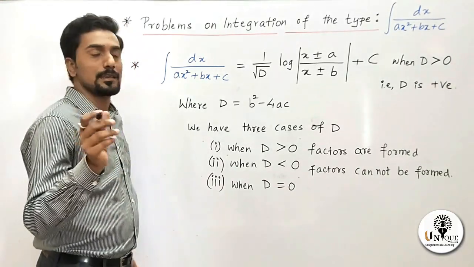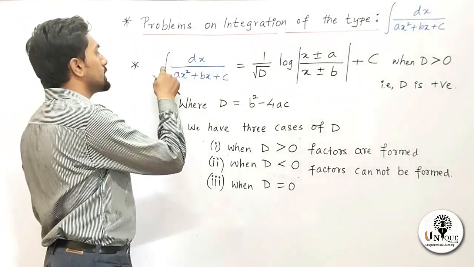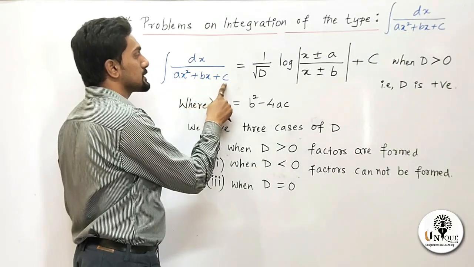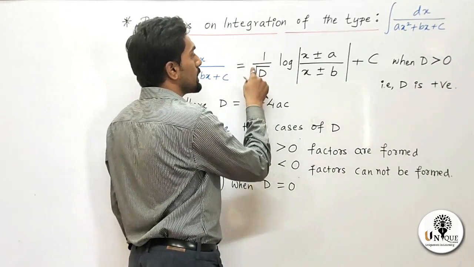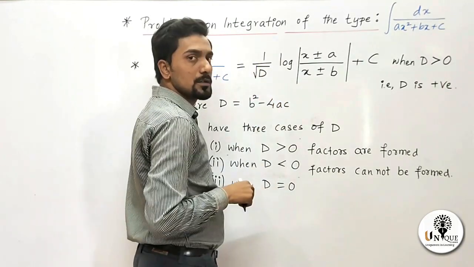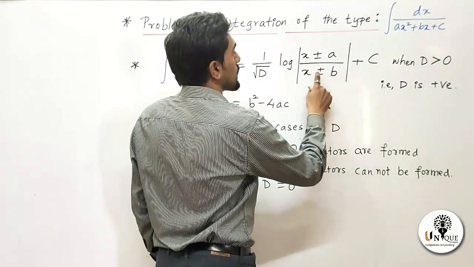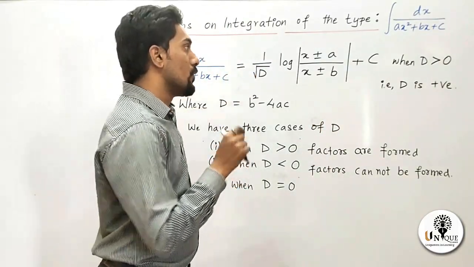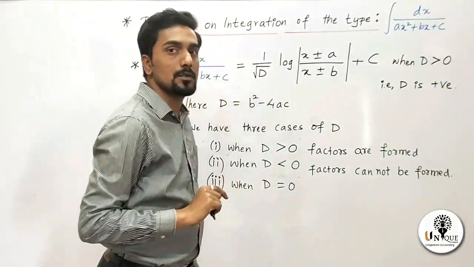So, the trick is, if the problem is of the type integration of 1 divided by ax square plus bx plus c into dx, that is equal to 1 divided by square root of d into log of x plus or minus a whole divided by x plus or minus b plus c, when d is greater than 0.